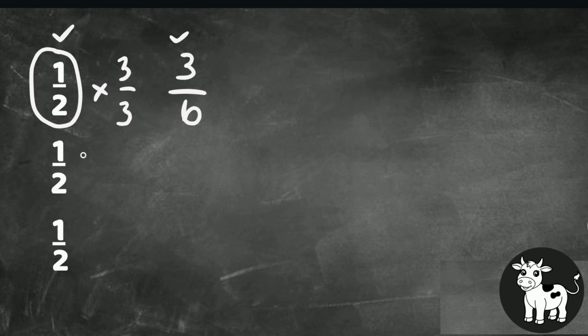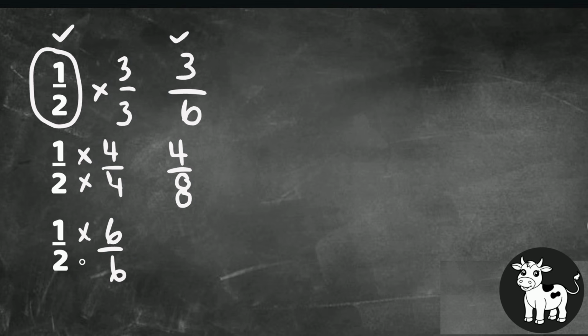Now let's multiply it by 1 again, but this time the 1's going to look like this. Let's go 4 over 4, because 4 over 4 has a value of 1. 1 times 4 is 4. 2 times 4 is 8. And finally, let's go with one more. Again, we're going to multiply it by 1. Let's go with 6 over 6. How about that? 1 times 6 is 6, and 2 times 6 is 12. So there we go, equivalent fractions.